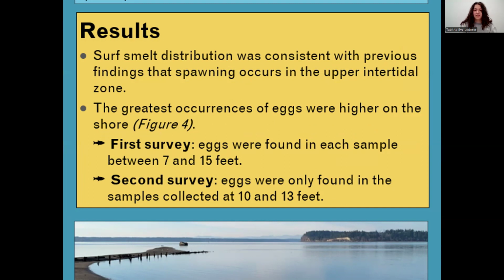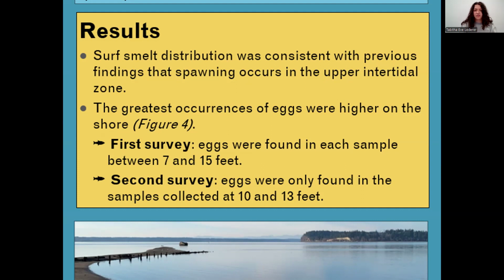In my data, I found that the greatest occurrences of eggs were higher on the beach than what was shown in previous research. In the first survey that I conducted, which was on January 14th at Station 1, I found eggs in each sample between 7 and 15 feet.